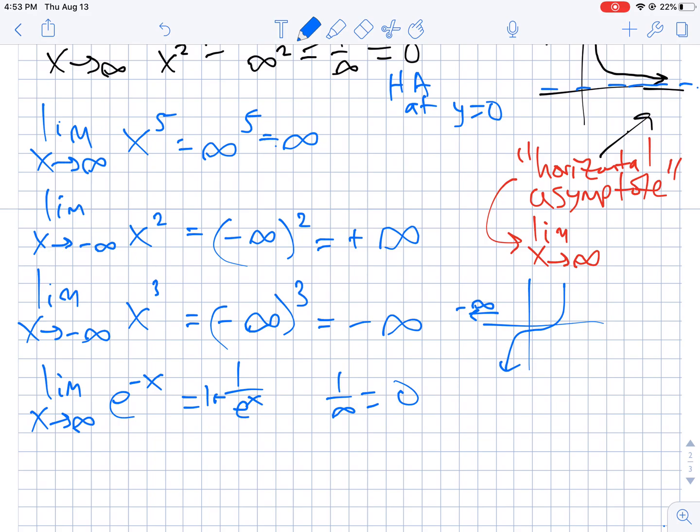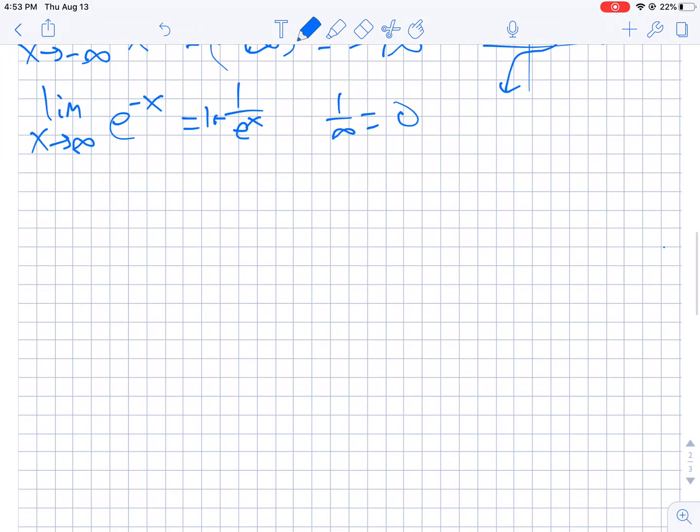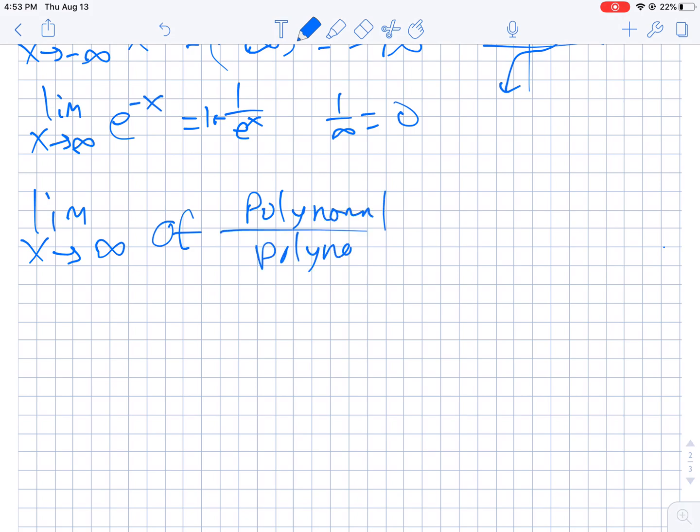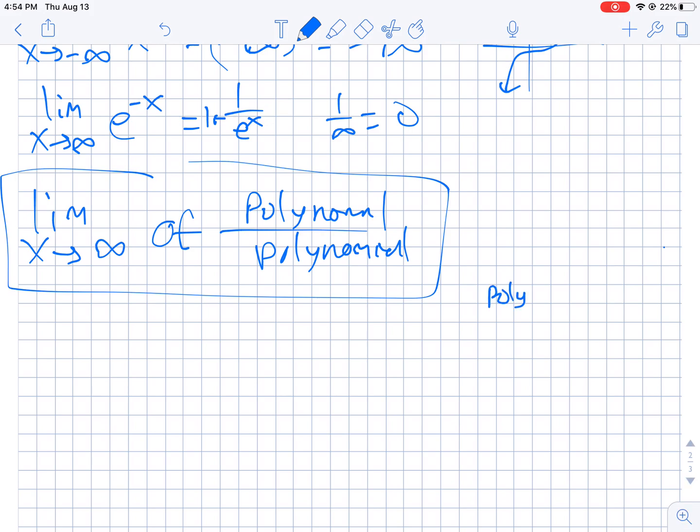All right, the next thing I wanted to do was talk about a situation where what if you have a polynomial over a polynomial? So if you have a limit as x goes to infinity, or negative infinity, of a polynomial divided by another polynomial. Okay, and we're going to develop some rules here. So I'm going to try and organize my thoughts in terms of a table. What's the situation of polynomial over polynomial, and then what happens if you take the limit as you go to infinity. Okay, so let's leave some room for that. We're going to fill it out in just a minute.